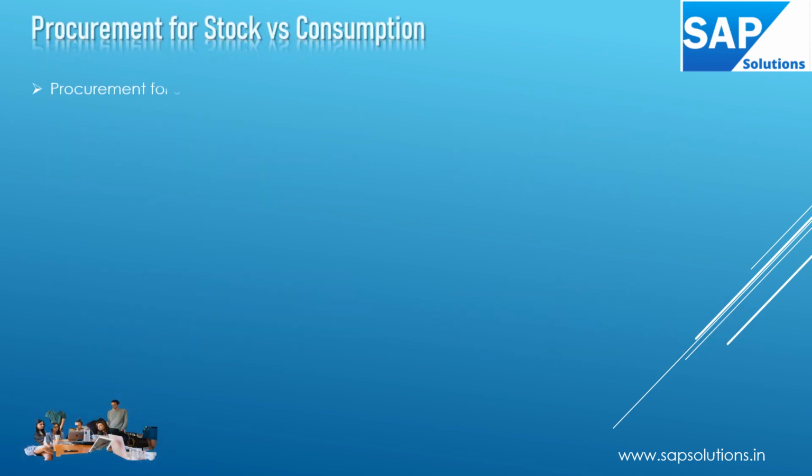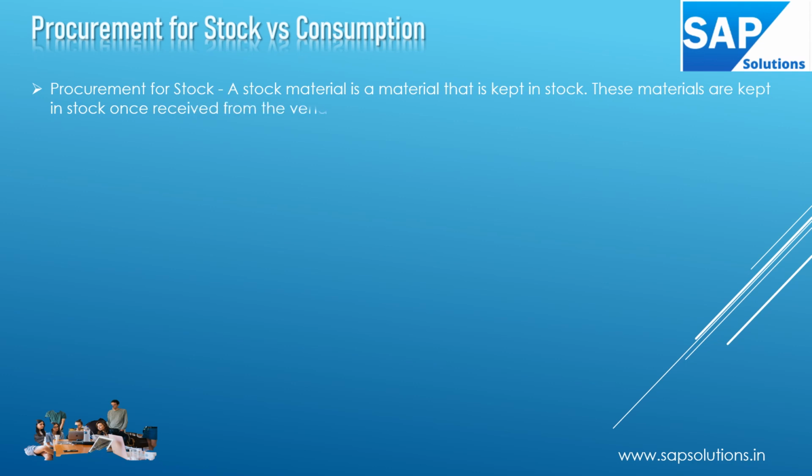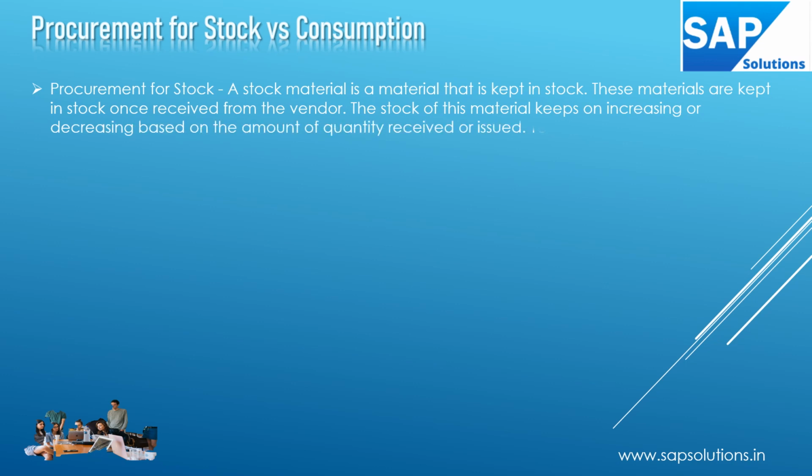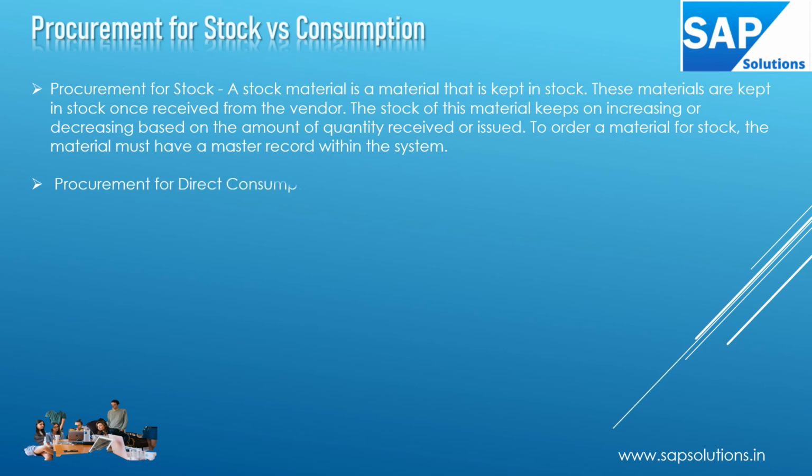Procurement for stock versus consumption. Procurement for stock. A stock material is a material that is kept in stock. These materials are kept in stock once received from the vendor. The stock of this material keeps on increasing or decreasing based on the quantity received or issued. To order a material for stock, the material must have a master record within the system.